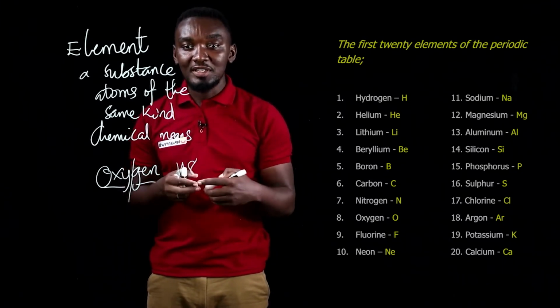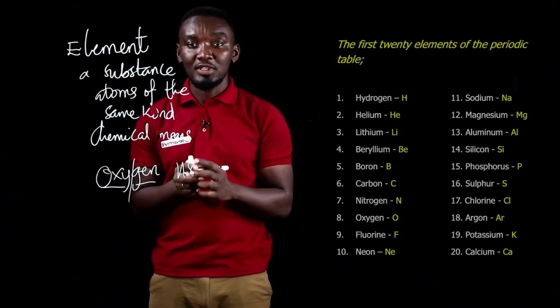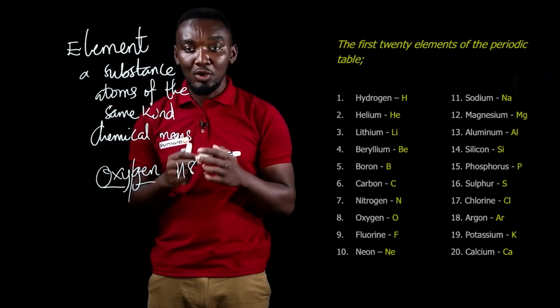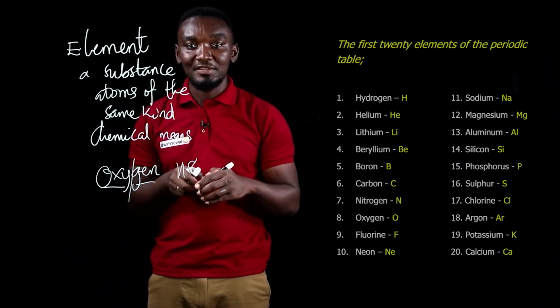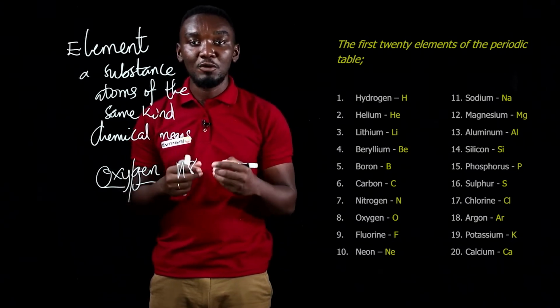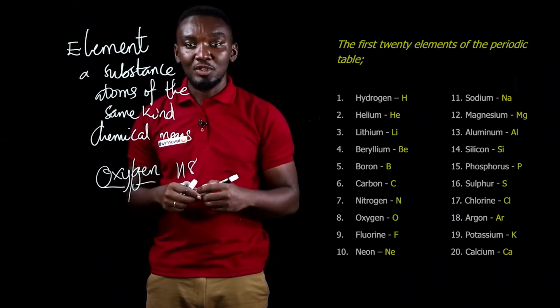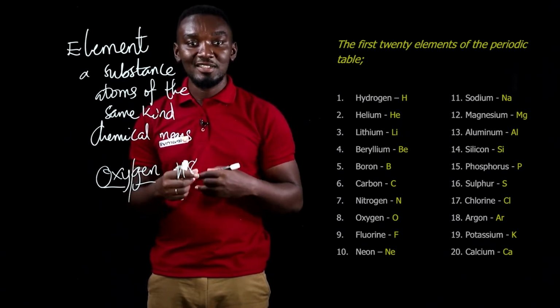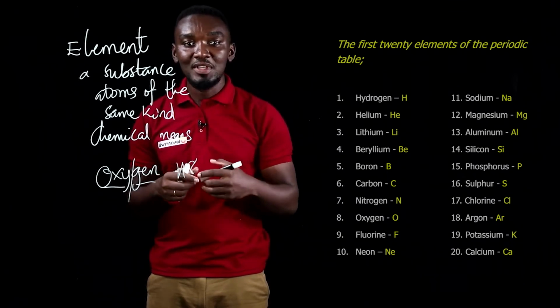So we have hydrogen, helium, lithium, beryllium, boron, carbon, nitrogen, oxygen, fluorine, neon. Then we have sodium as number 11, magnesium, aluminium, silicon, phosphorus, sulfur, chlorine, argon, potassium, calcium. So try and go through it like this. Continue repeatedly, write them down, and recite them repeatedly.